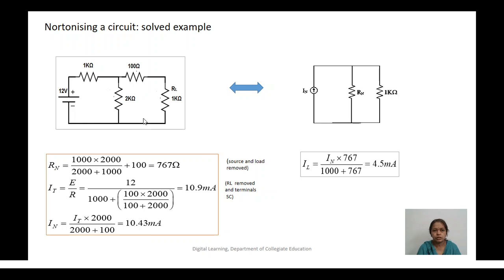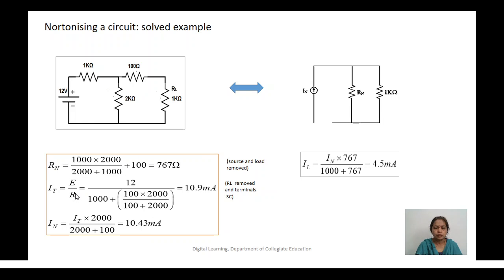Now what does the effective resistance mean? If we look at the circuit from the output end, then 1K and 2K are in parallel because this is removed now. 1K and 2K will be in parallel, that is in series with 100 ohms. So 1K, 2K are in parallel: 1000 into 2000 divided by 2000 plus 1000. This entire parallel combination is in series with 100 ohms. So the effective resistance will be 767 ohms. So this is called the Norton's resistance. That needs to be connected in the second part of the circuit.